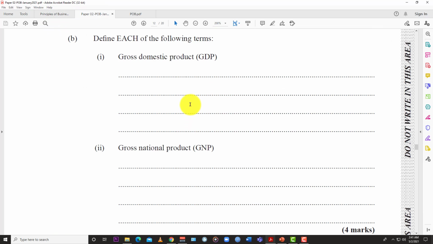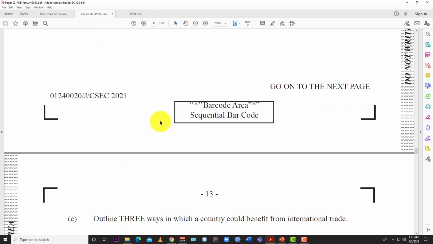That's what the question was asking, just to define them. And so that's how we define both of them, GDP versus GNP. All right, that's 4 marks.